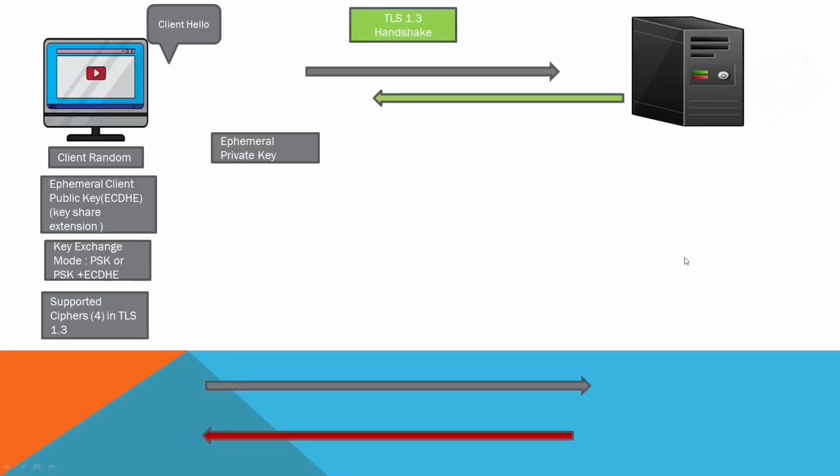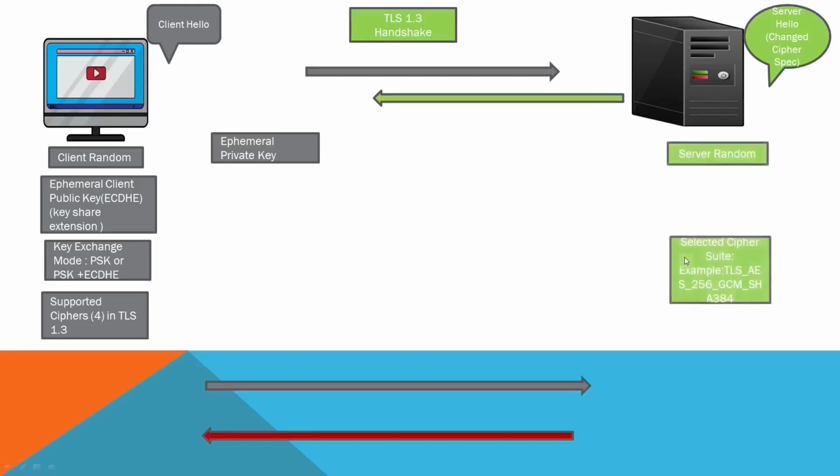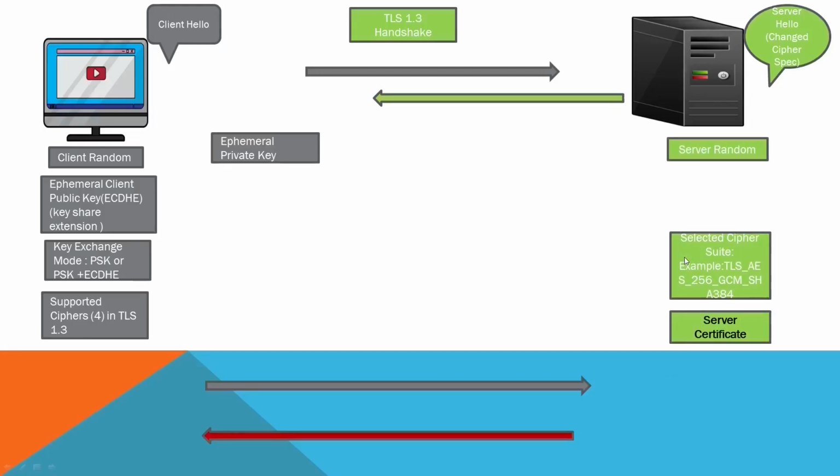Now in response, server generates its own server hello message, and this server hello message contains the server random value, the selected cipher suite and the server certificate to prove its authenticity to the client. Similarly, server will also generate its own pair of public and private key which are ephemeral, and it will send it as a part of server hello packet.